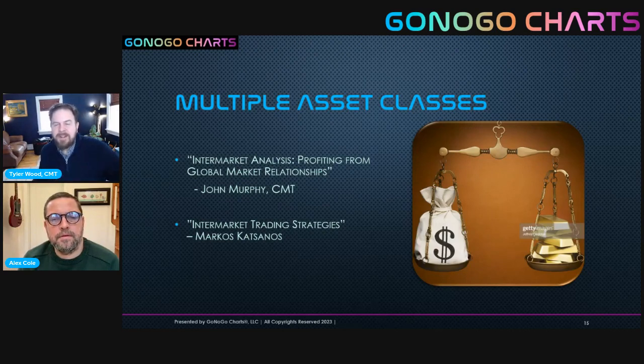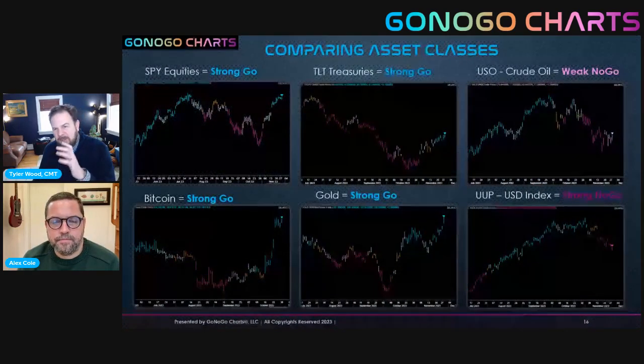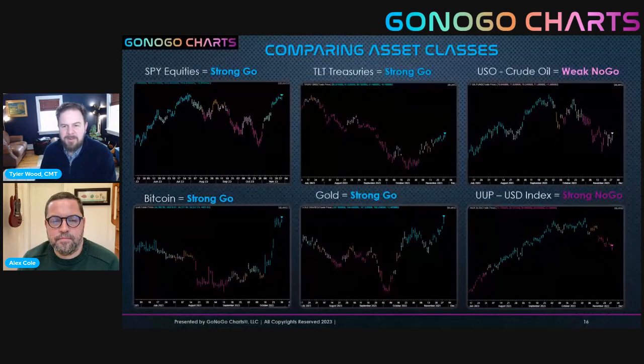So in the CMT program, we learn a lot from the great John Murphy, fellow CMT charter holder. But we also take that next step, which is to not just look at the theory behind intermarket analysis, but also try to quantify what those correlations are between the asset classes and where we can take some advantage of that. That's some of the work by Marcos Katsanos and others that really dives deep into the understanding of cross asset class or multi-asset class investing. So Alex, let's just look at a multi-chart layout. You can use GoNoGo Trend to simplify what we're viewing, and we can get an understanding of where we're at in the marketplace.